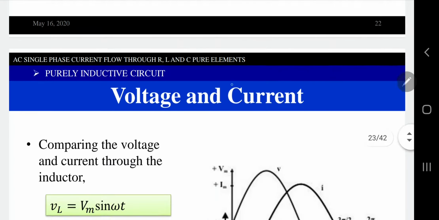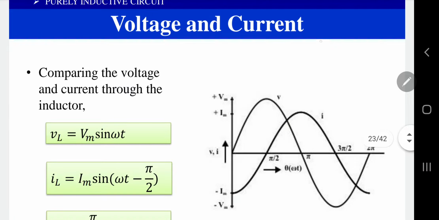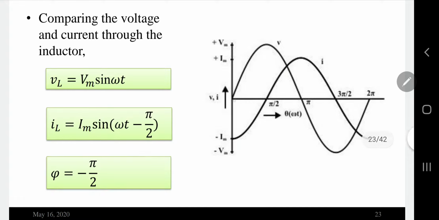Now let us analyze the voltage and the current waveforms, just as in the case of a pure resistive circuit. Here you can see the voltage and the current waveform. The voltage equation is Vm sin omega t, and the current equation we obtained is Im sin omega t minus pi by 2. So how will we represent it in the waveform? Here you can see the voltage waveform has no phase value, so phi of the voltage is equal to 0. So it has to start from the 0 position, and the voltage is starting from its 0 position.